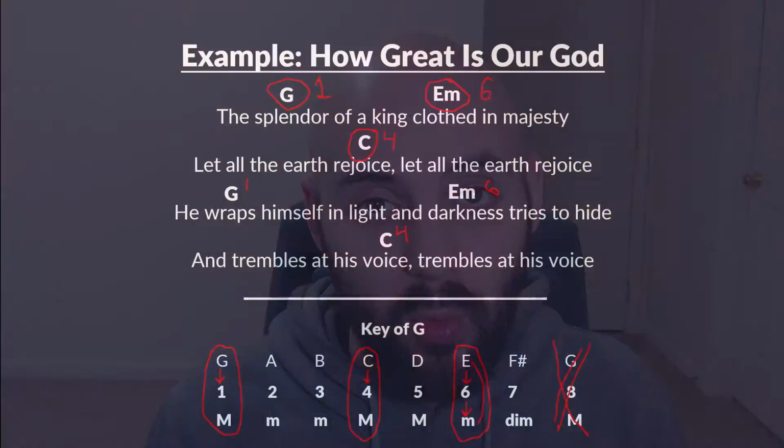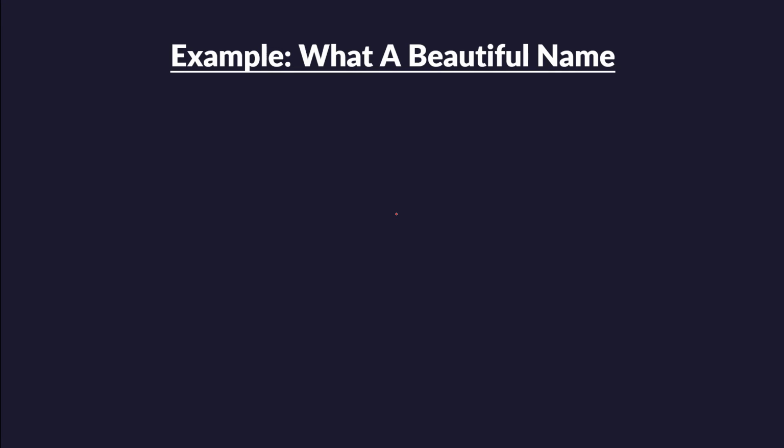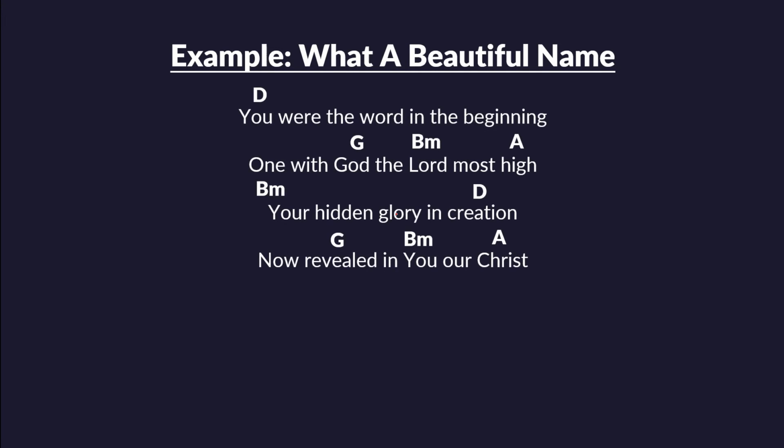But now I want to give you a chance to put this to the test and see whether you understand. And then I'm going to give you a little bit of homework before next week after this. So let's look at one more example, and let's use the song What a Beautiful Name because it's in a different key. So once again, here's the chord chart. You start on a D, then go to a G, B minor, A, B minor, D, G, B minor, A.